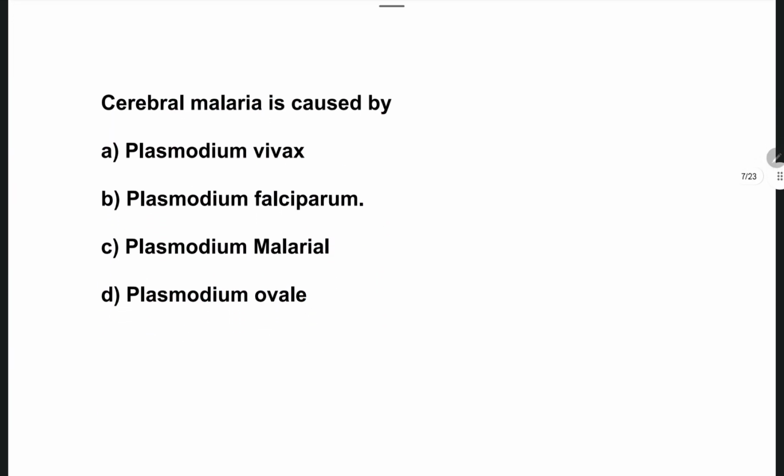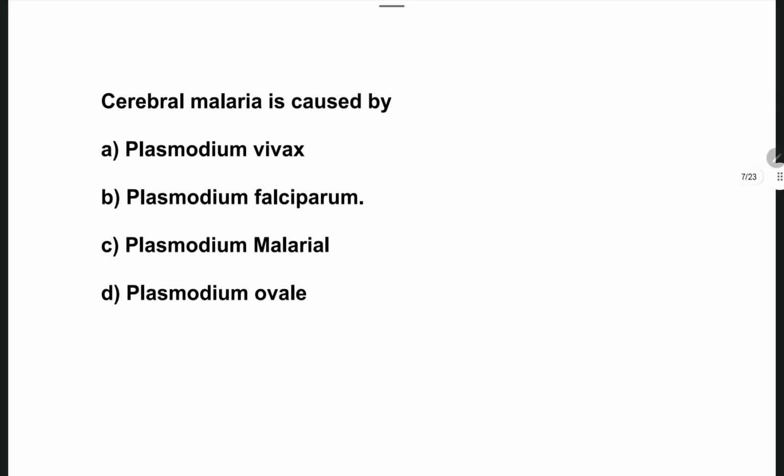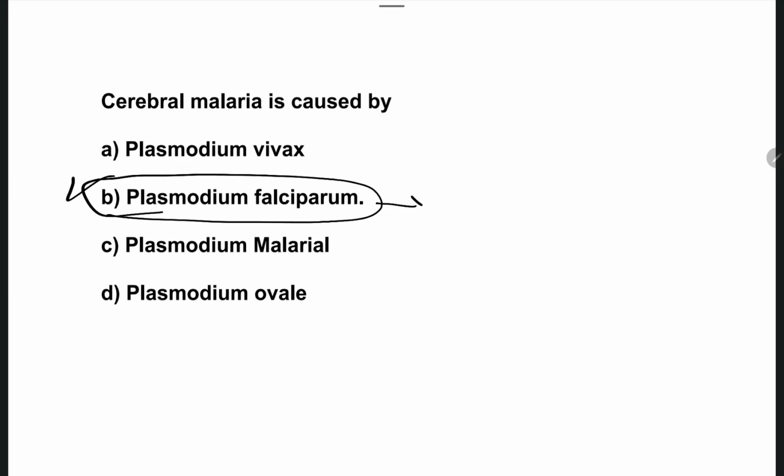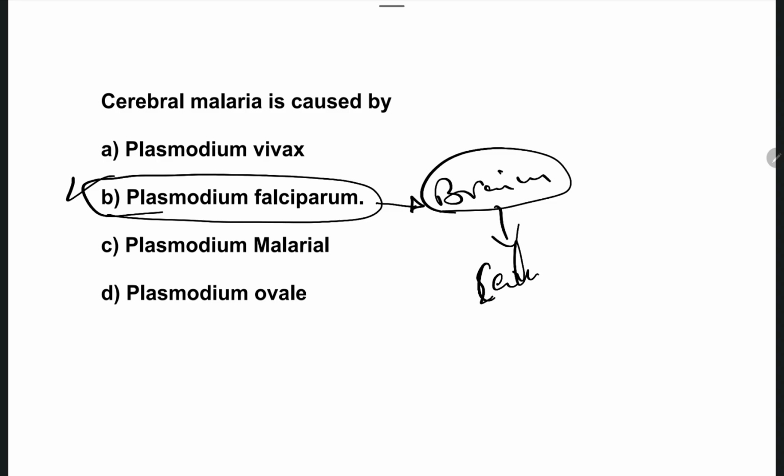The next one is, cerebral malaria is caused by. Options are Plasmodium vivax, Plasmodium falciparum, Plasmodium malariae, Plasmodium ovale. The right one is option B, Plasmodium falciparum. So this infection can spread to the brain. This condition is known as cerebral malaria.